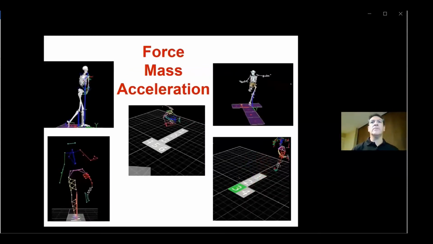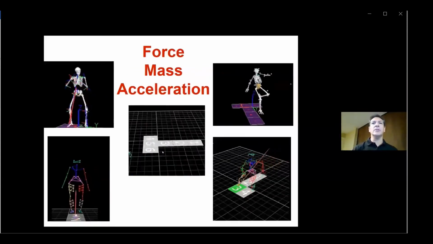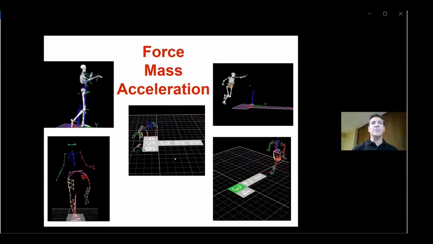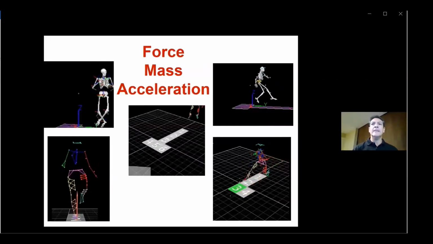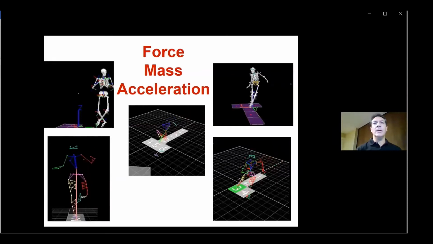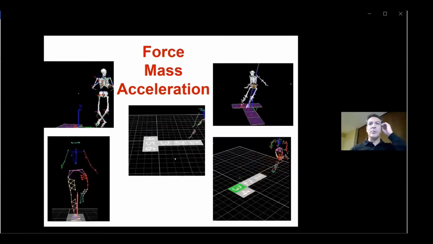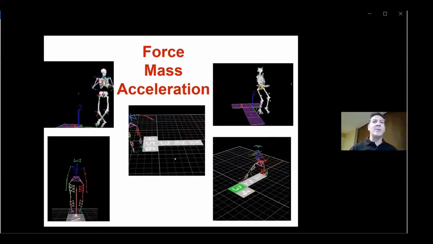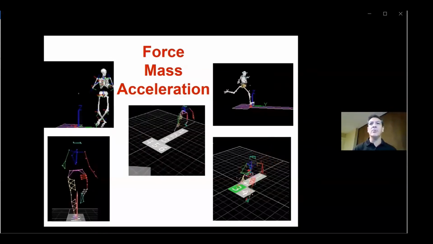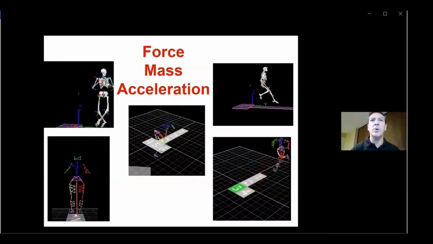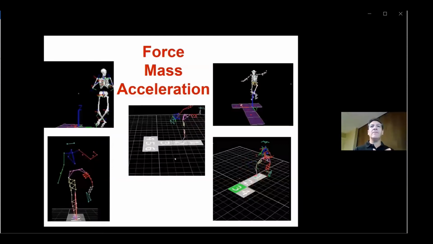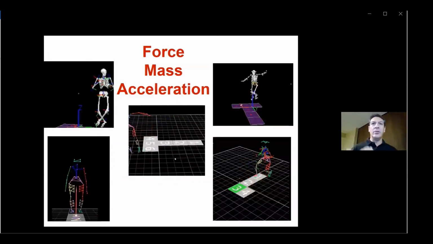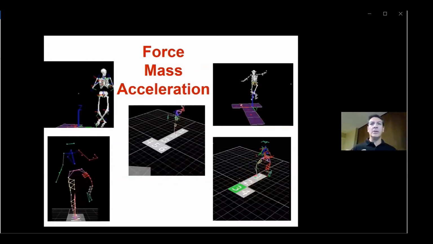So here are some pictures of different force, mass, and acceleration in individuals. In the upper left, we get to move a football. In the middle, we're doing a side rotation flip. We are balancing and jumping. We are running and cutting. We're kicking a soccer ball. All those things have influences on each other from a force, mass, and acceleration standpoint.